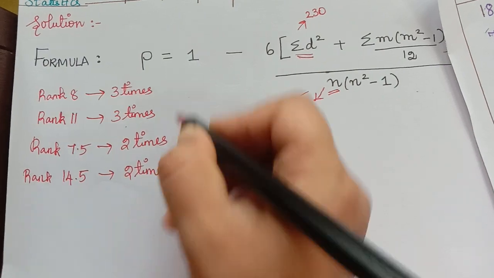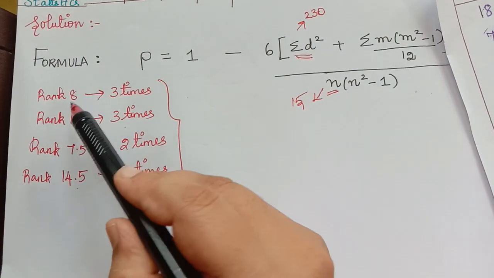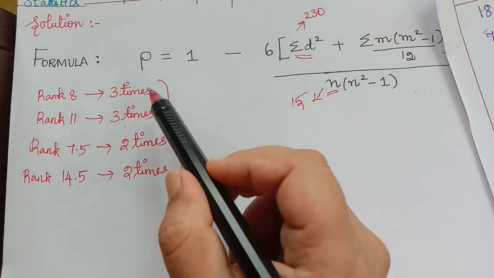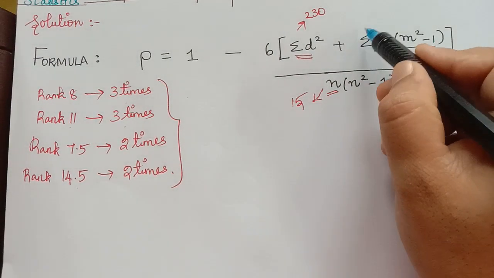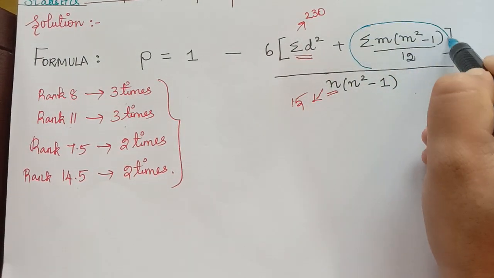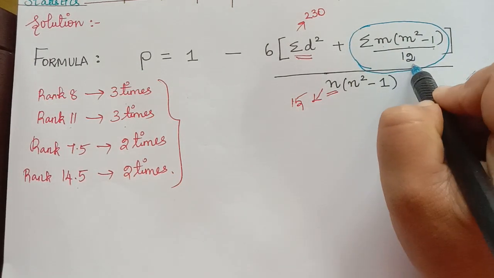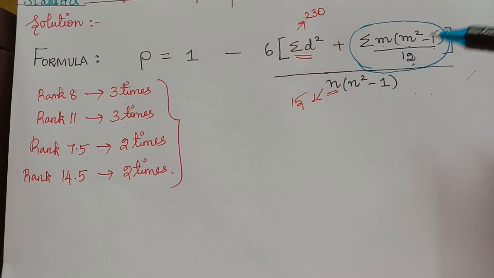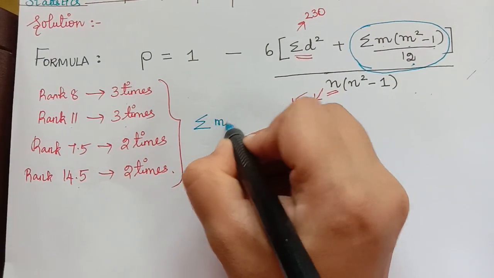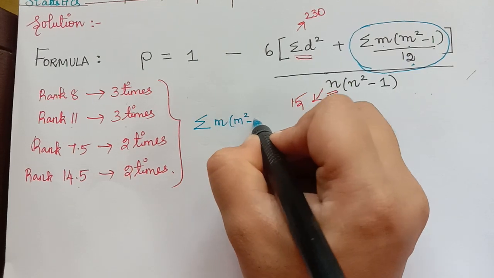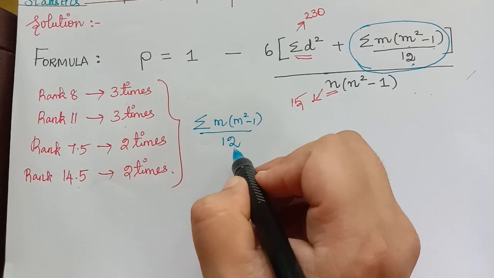So the first step is to make a note of all this: what are the repeated ranks, and how many times they are repeated. After making a note of this, we shall evaluate this part, that is summation m multiplied with m squared minus 1 divided by 12, separately, and then substitute it in this formula. So how to evaluate it? Summation m multiplied with m square minus 1, the whole divided by 12. So how to do that?